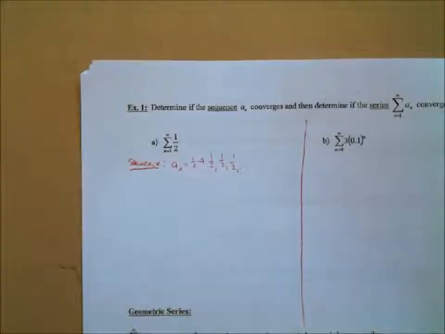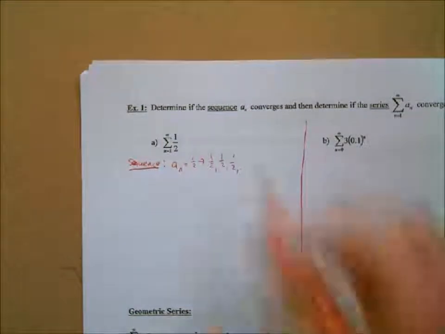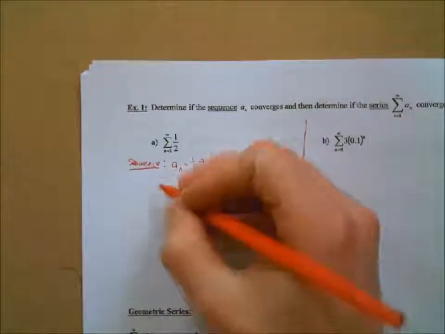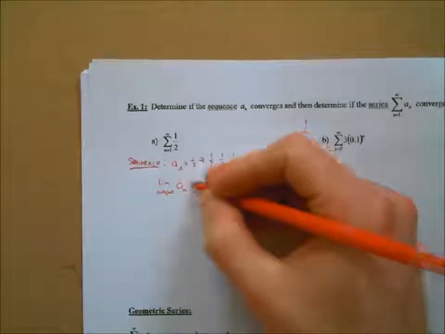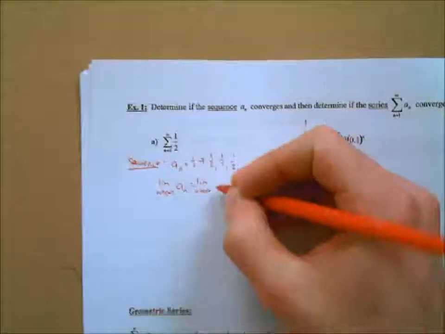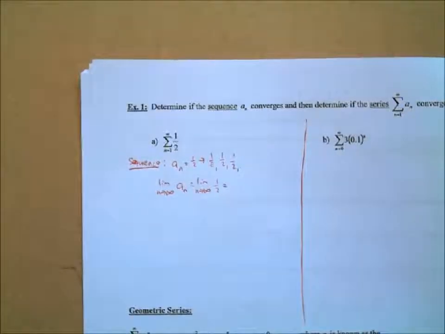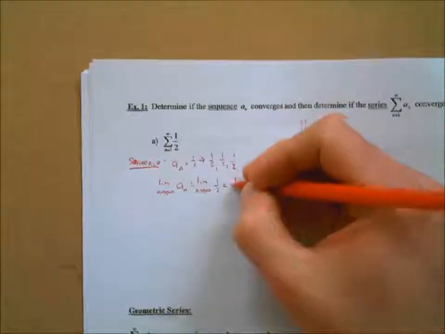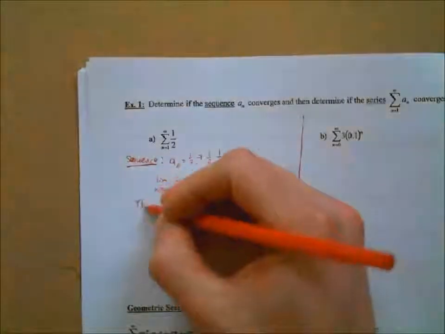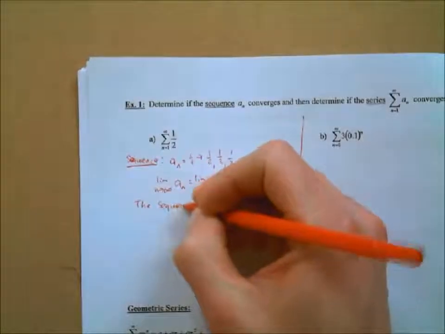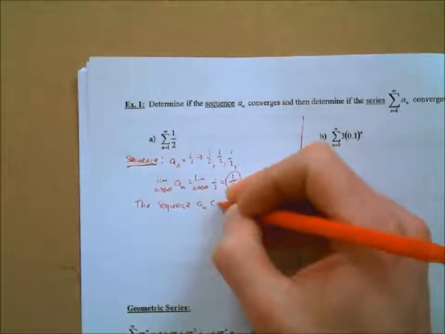And we're asked to determine if this sequence converges. So we're going to take the limit as n approaches infinity of our sequence, which is the limit as n approaches infinity of 1/2. And what is the limit as n approaches infinity of 1/2? 1/2. So we say our sequence a sub n converges to 1/2.